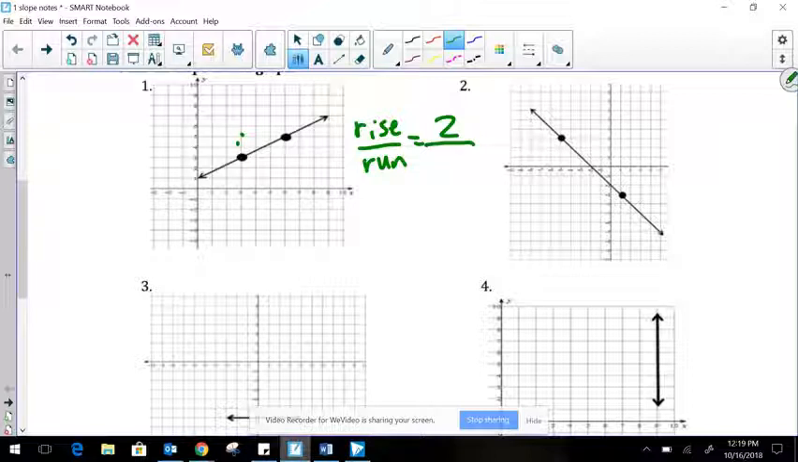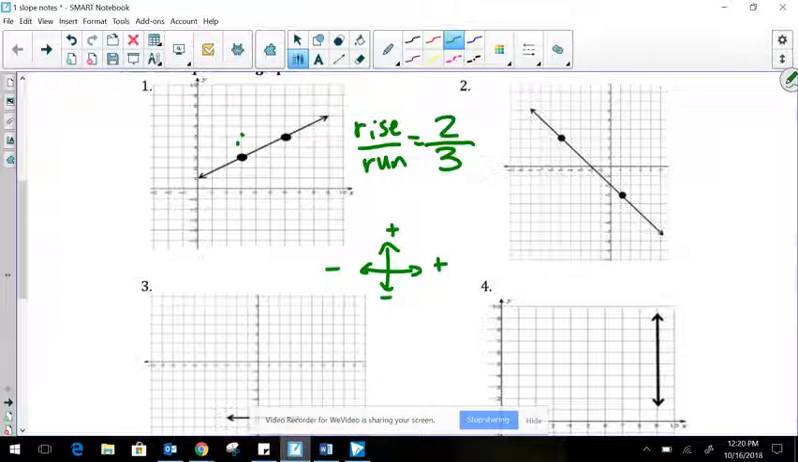And then I need to see how much I'm running. Running would be your left and right. So I'm going right, 1, 2, 3. That would also be positive because I'm going to the right. So just a reminder here, we have right is positive, up is positive, left is negative, down is negative.